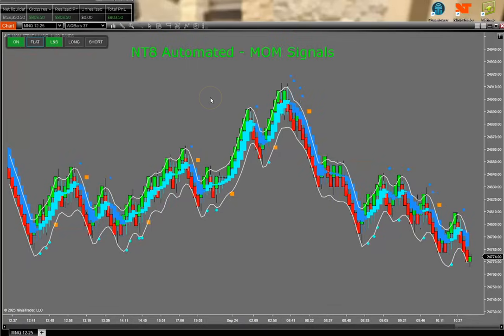That is the Algo IQ system with the momentum signal trade. And the more volatile the market is, the more wondrous the system does.